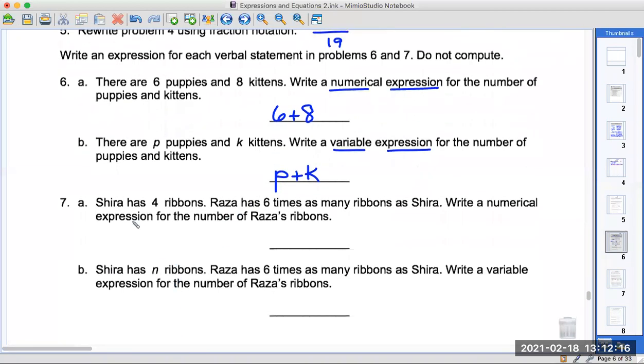Okay. Shira has 4 ribbons. Raza has 6 times as many. That's not adding or subtracting. That's multiplying. Write a numerical expression. Okay, I'm going to show you how you write multiplying in higher math. We're not using this anymore, so I'm going to say nope. So we write either 4 times 6 or 4 parentheses 6 or 4 parentheses, both in parentheses. All these mean the same thing.